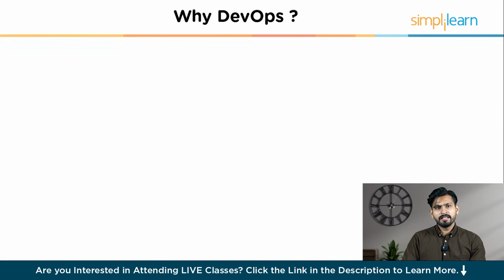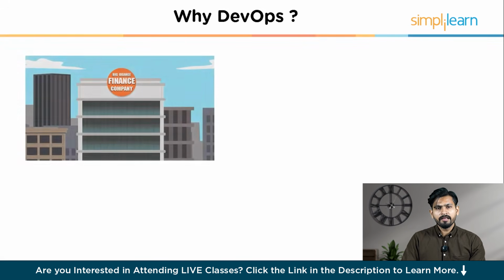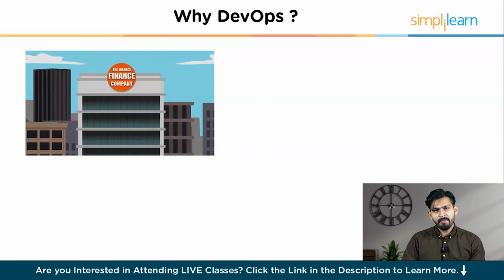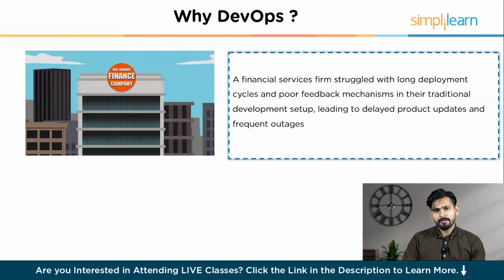So guys, consider a financial firm that is struggling with deployment cycles and a poor feedback mechanism in their traditional development setup, leading to delayed product updates and frequent outages. So what's the solution?